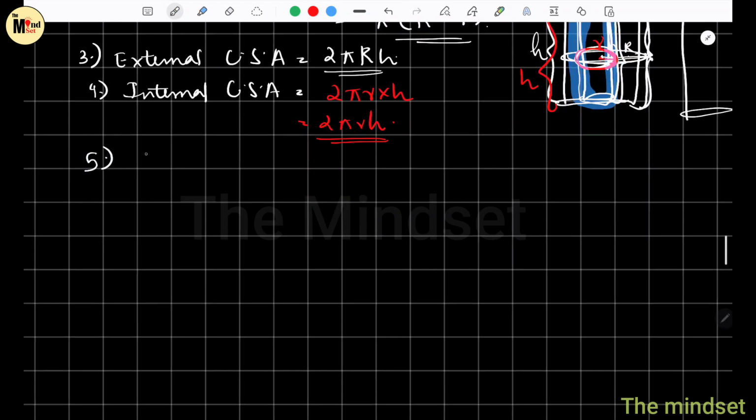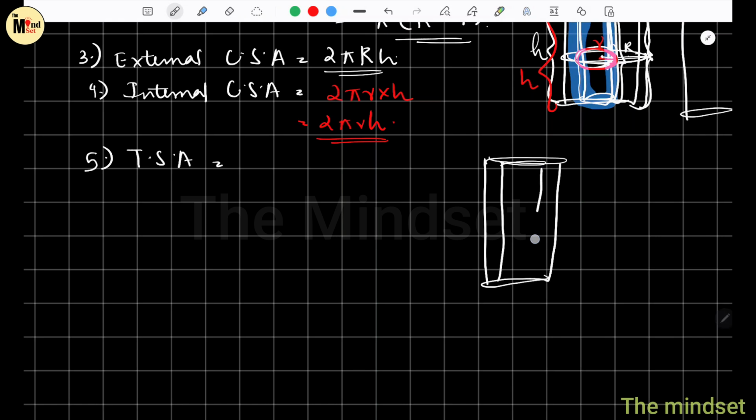Now the fifth thing to identify is total surface area. So now we have to identify how many surface areas are there. If this is the hollow cylinder, the external surface area is one thing, the inner lining is another thing, which is also exposed to outside, right? This is not exposed to outside, this is not exposed to outside, but this area is exposed to outside, right? So one area is this, one area is this. This is external curved surface area, this is internal curved surface area.